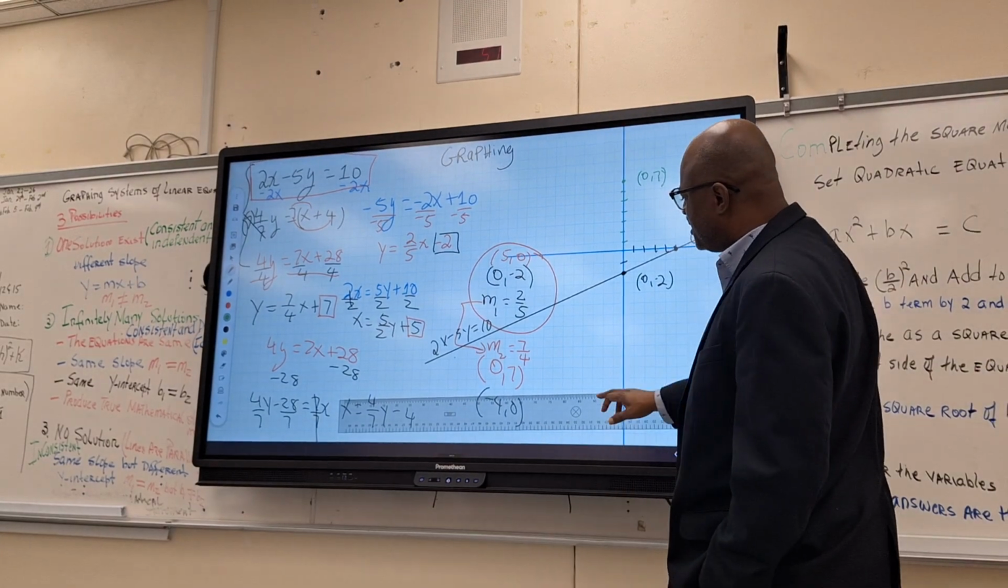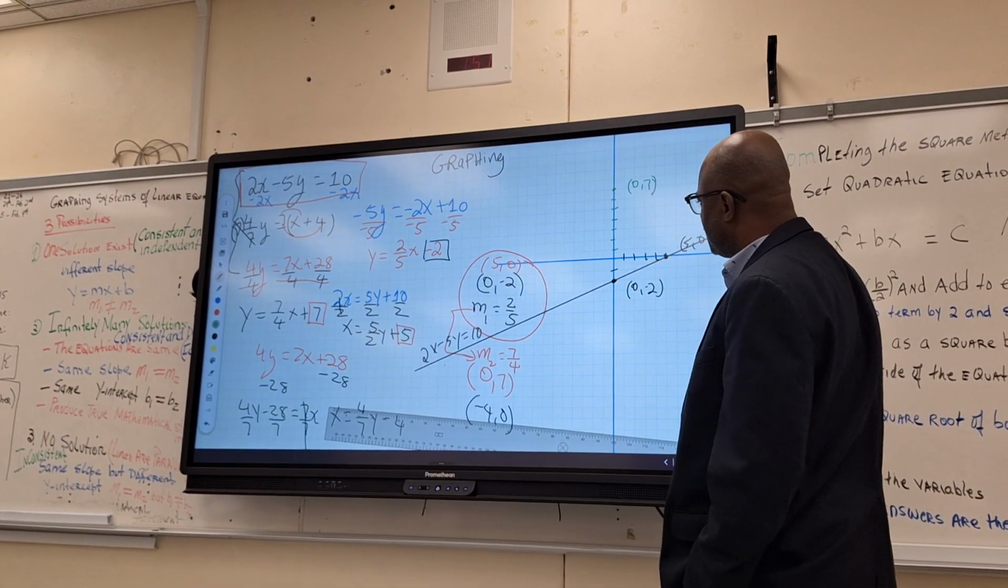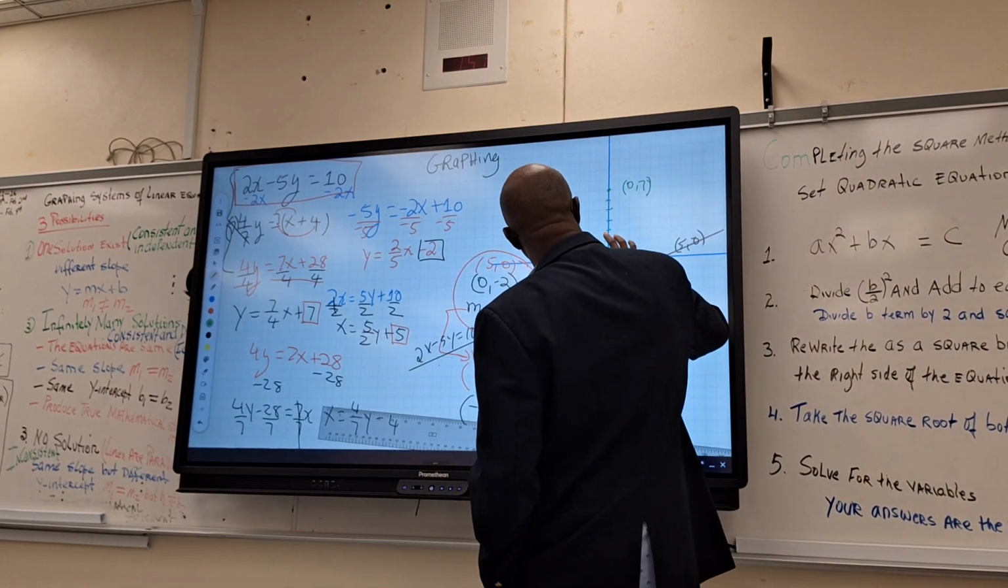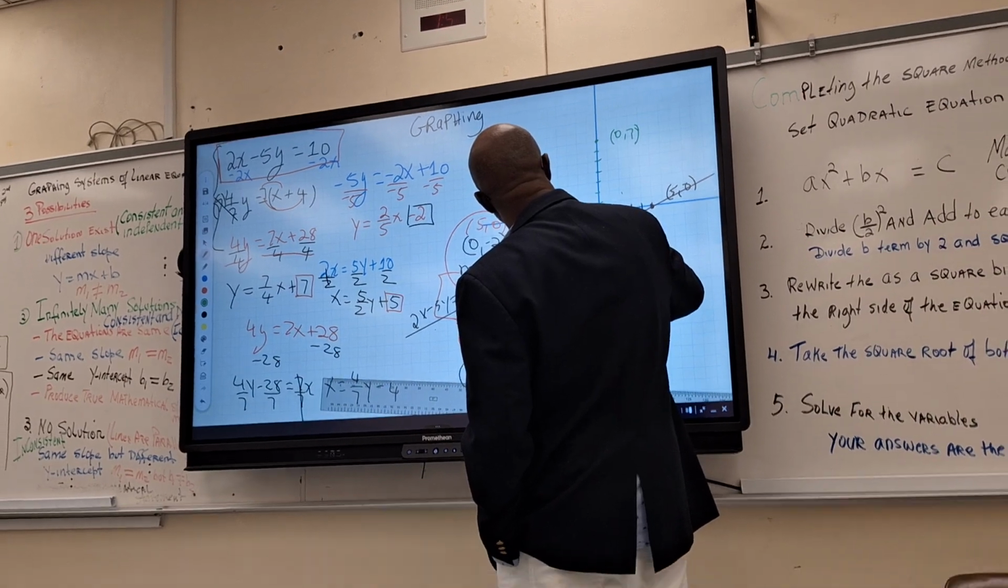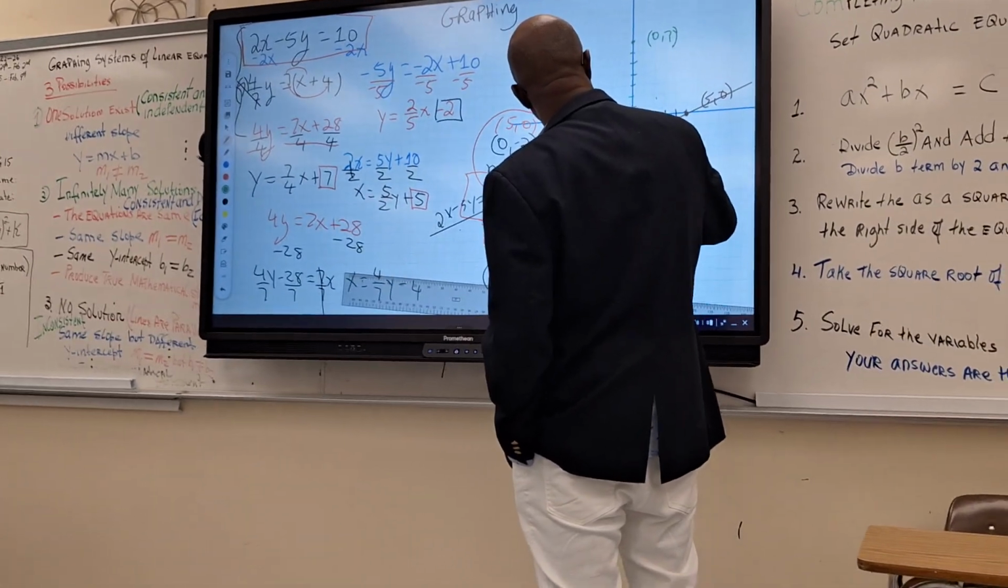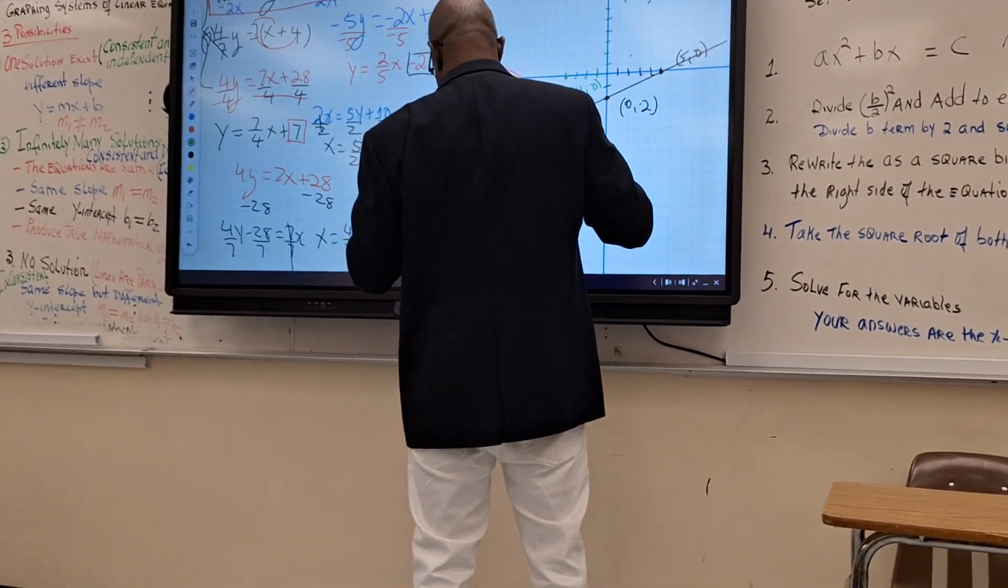And the other one is negative 4, 0. Where will I find that? Go to the left 4 units: 1, 2, 3, 4. That's negative 4, 0. Once again, get your ruler.